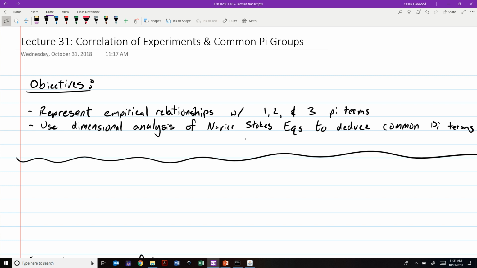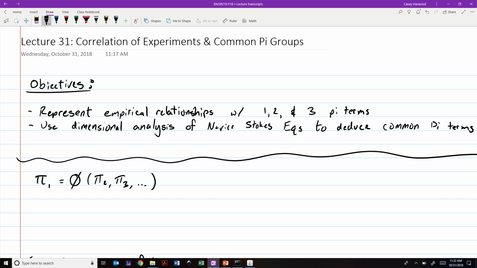The way in which we describe this relationship, we've established that we're looking for something of the form pi 1 is equal to some function of pi 2, pi 3, etc., where each of these pi terms is dimensionless, and phi is some unknown function. We can't write it out. We need to explore it experimentally and have some sort of empirical description of that. So the way in which we deduce that empirical relationship depends on how many pi terms we actually have.